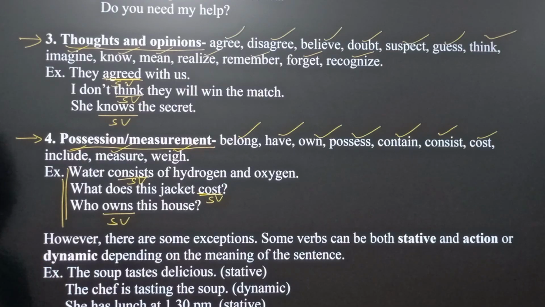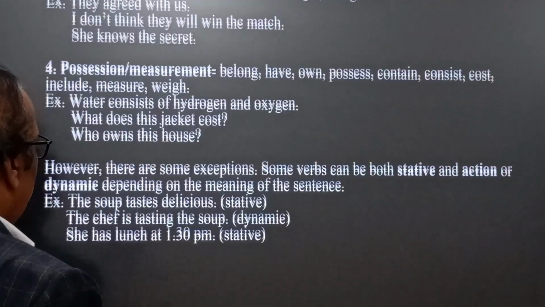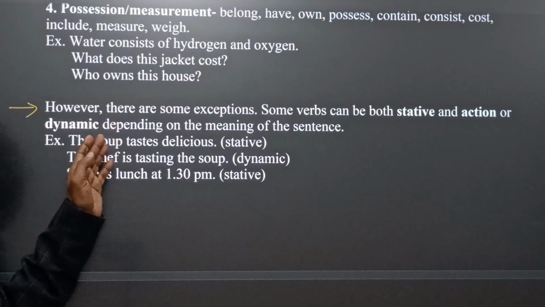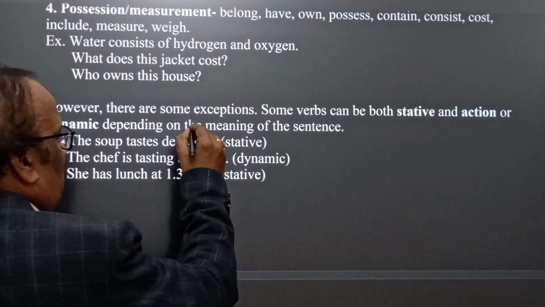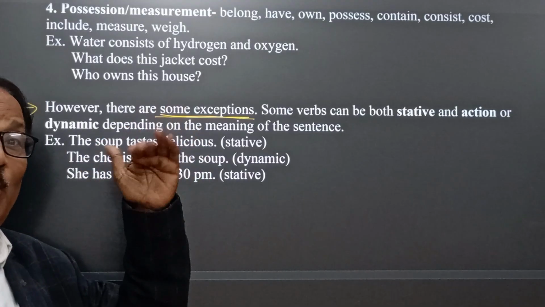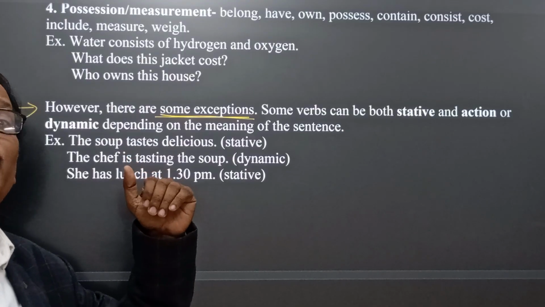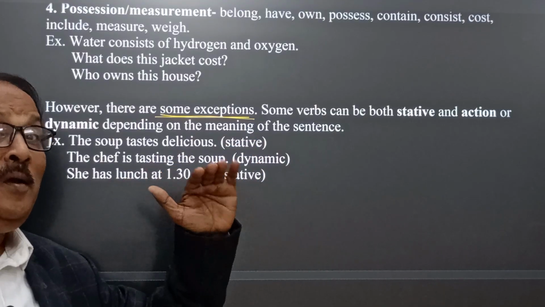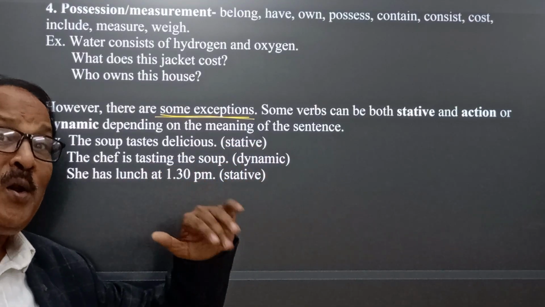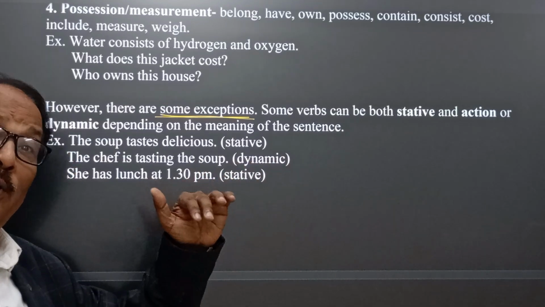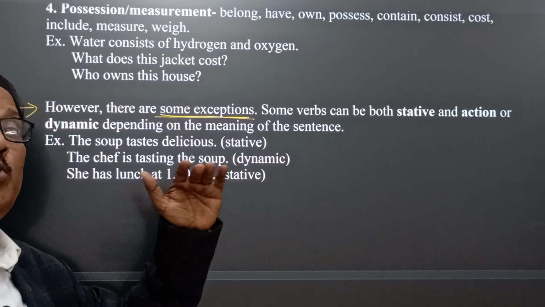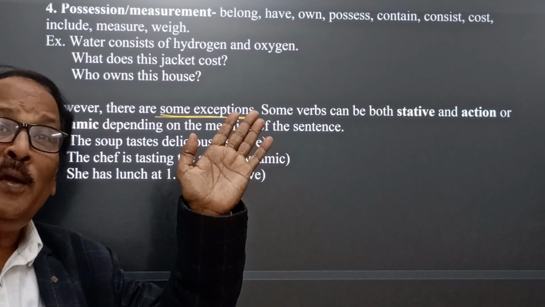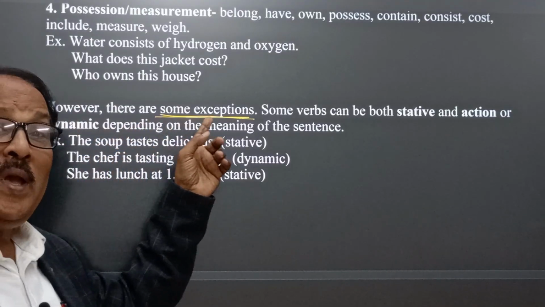Now come to another interesting idea related to the stative verb. However, it means on the other hand, there are some exceptions. We have already discussed that they don't take ing as suffix and they are not used in any progressive or continuous or imperfect tenses. They are not used also in perfect progressive or continuous aspects of present, past and future. But there are some exceptions.